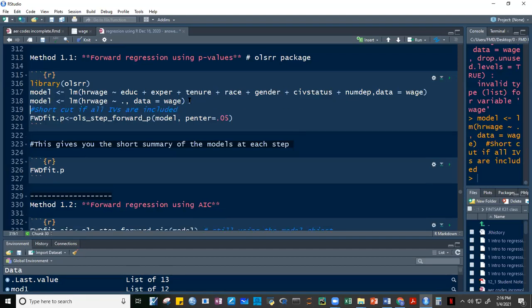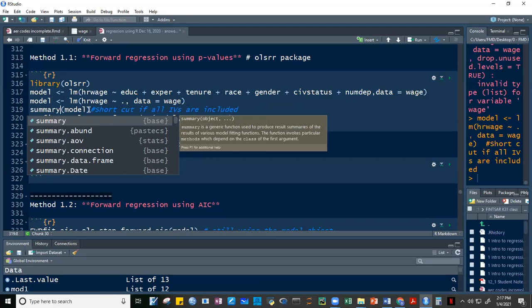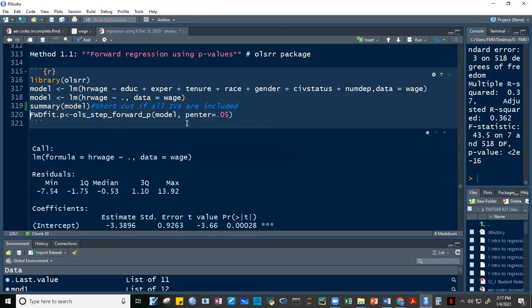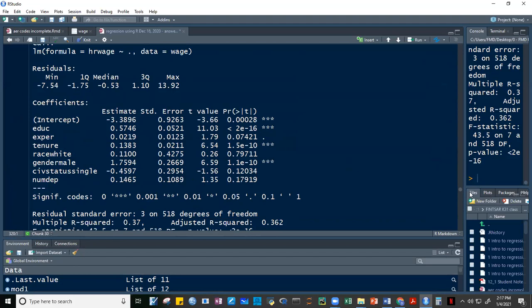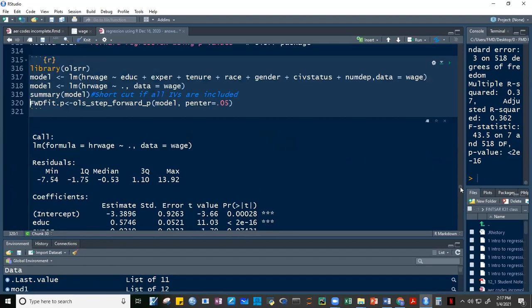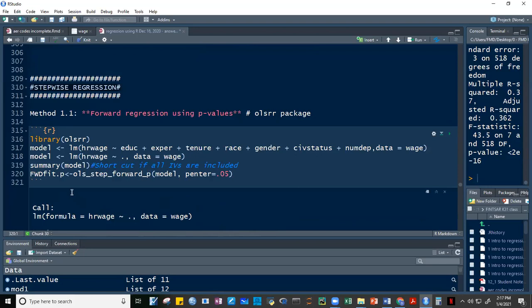Okay? In fact, if gawin natin na view model. And then, not view, summary pala. Summary model, pareho lang yan, guys. Ayan, no? The same as our first multiple regression kanina. And then, guys, ito.